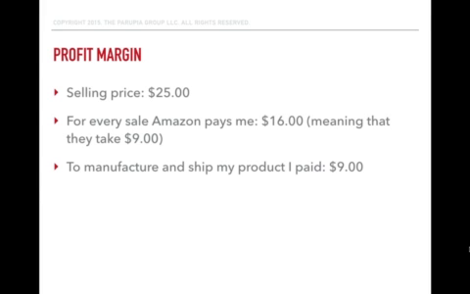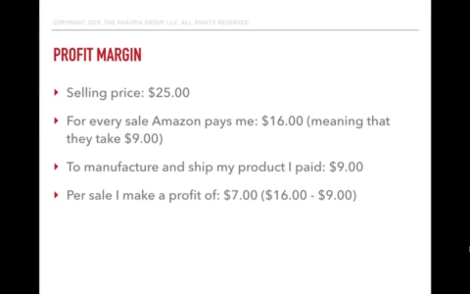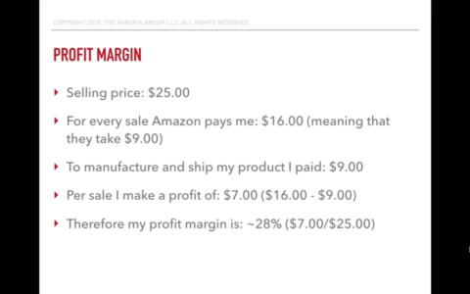So if someone's selling price is around $25, and for every sale Amazon pays me $16, meaning that they take $9. Again, Amazon takes around 35 to 40% of each sale. To manufacture and ship my product, I paid $9. This one person told me that if you include the cost of the product itself to produce, and all the shipping costs for air shipping, it's costing them near $9 per unit.